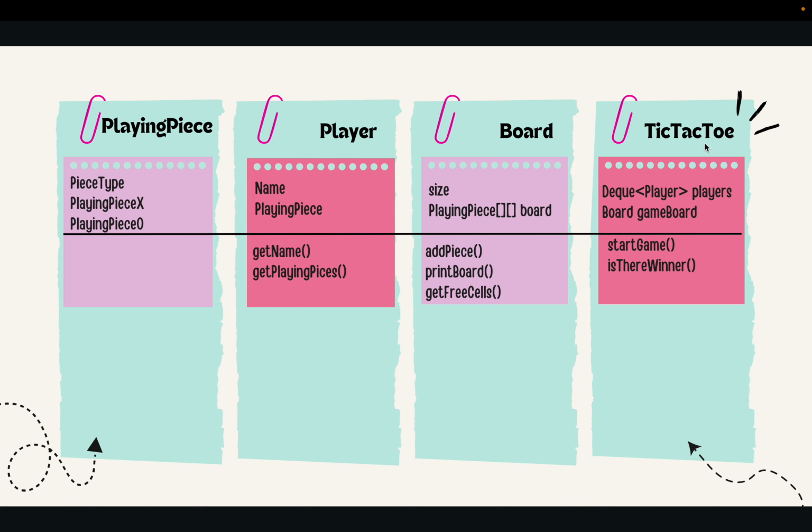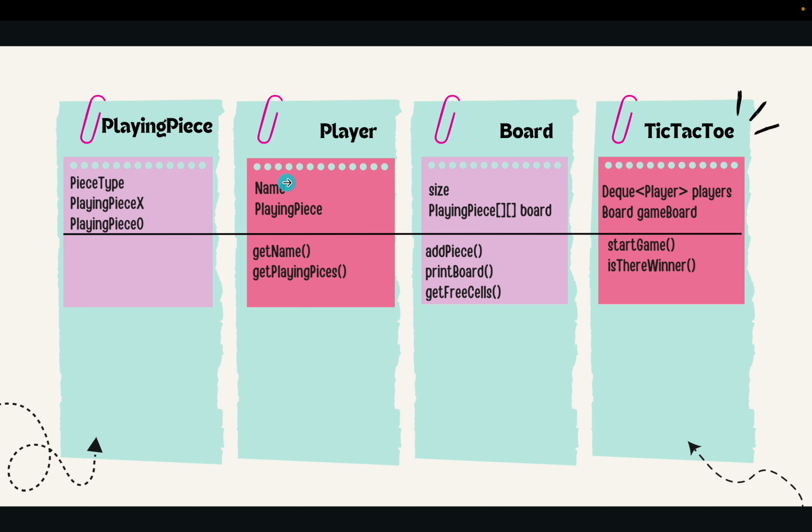In the tic tac toe class, we have a doubly ended queue. What is a doubly ended queue? It's a very basic data structure. It's a queue which can be accessed from both sides. After that, we have a board in the game. This is the board class we are going to use there, and the responsibility of that class is to start the game and provide the winner.